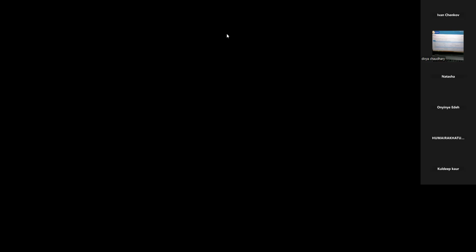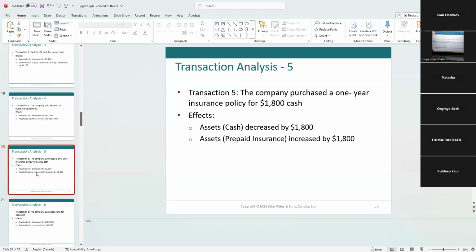Okay, let's do another transaction. Let's see what's the next one. Now, once we bought that equipment, we want to purchase insurance. And we purchase 1 year of insurance for 1,800. Since this is an insurance company, they always want cash, so we have to pay them cash. So let's go and pay this insurance company.